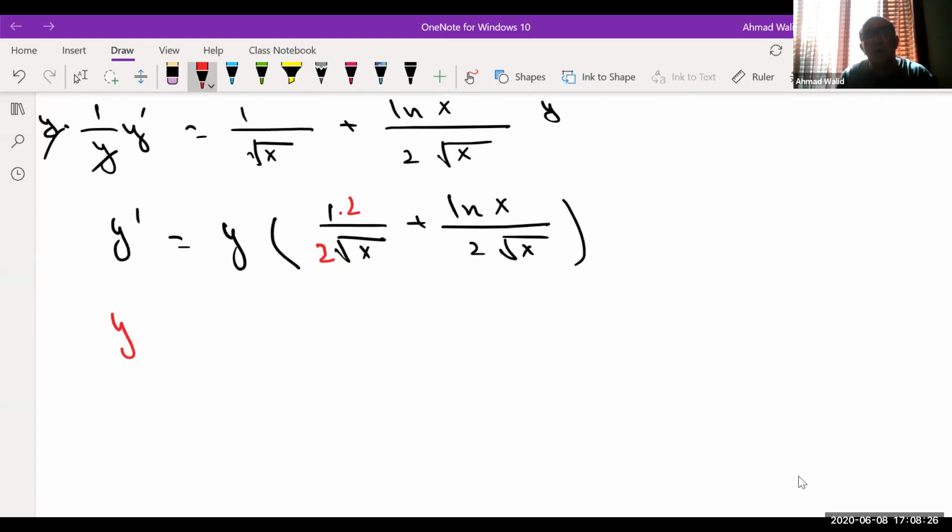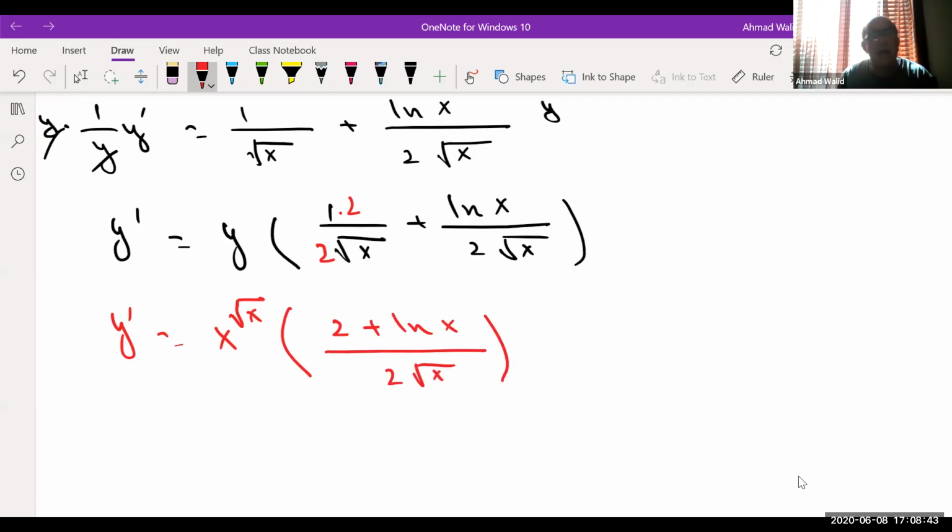Then I can write y prime equals, what was y actually? Your y was x to the power of x times here 2 plus ln x over 2 radical x. Final answer, correct? I will do one more example.